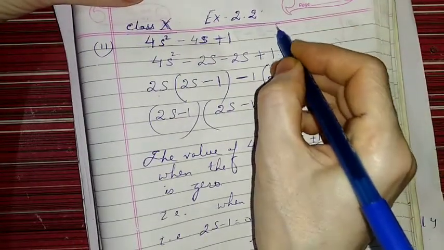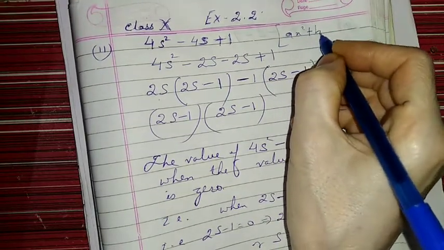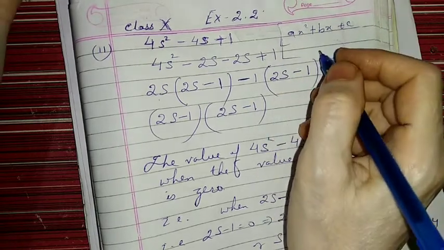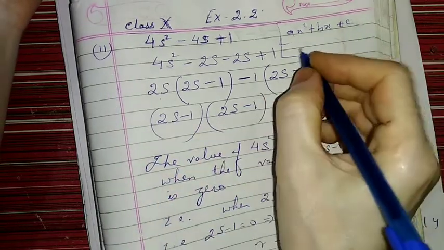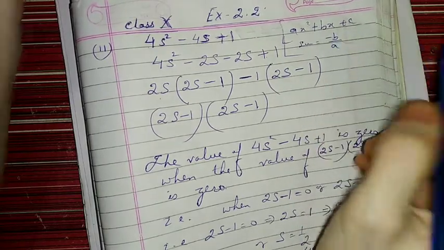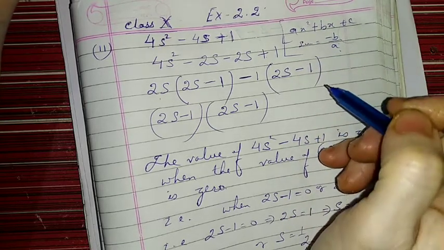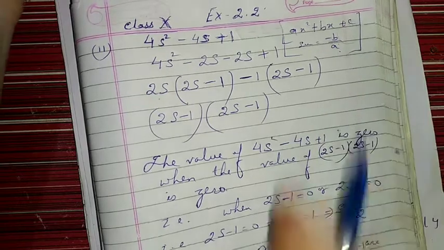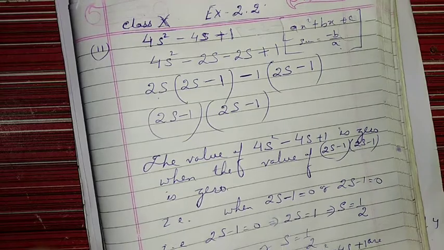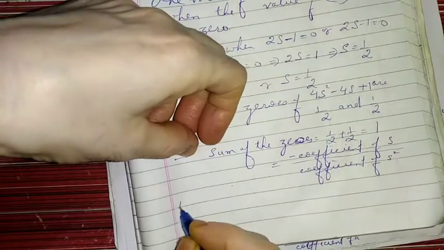That is same, because if the equation is ax square plus bx plus c, then the sum of zeros is equal to minus b by a, that is, minus coefficient of x divided by coefficient of x square. And if it is the product, then the product of two zeros is equal to c by a. Then find the product of zeros.